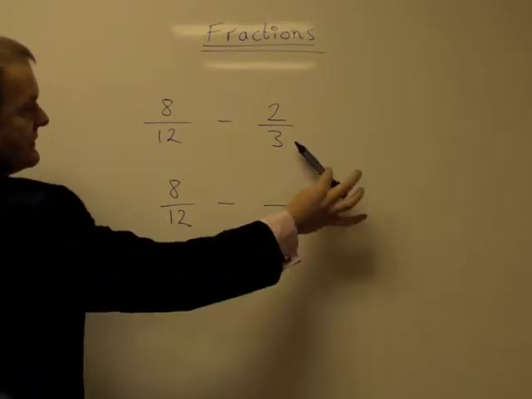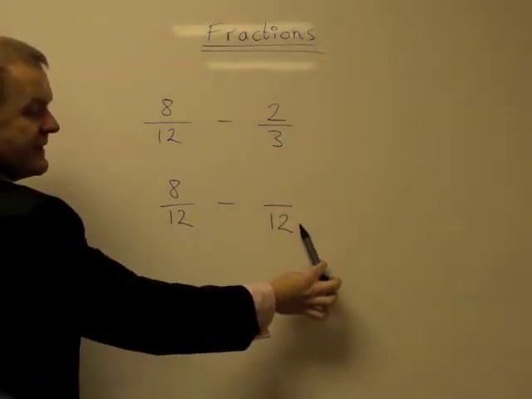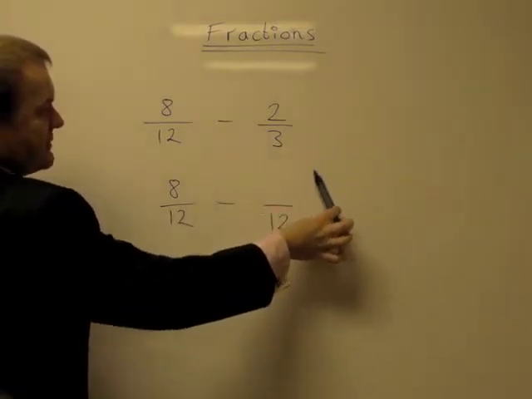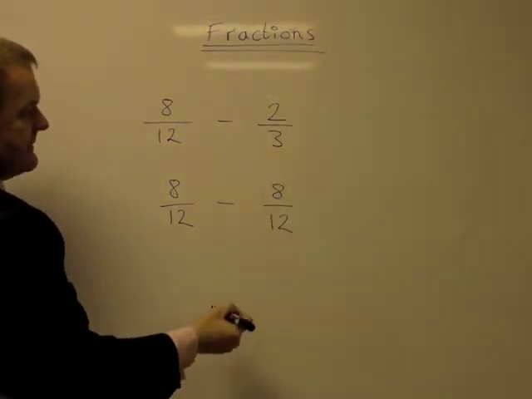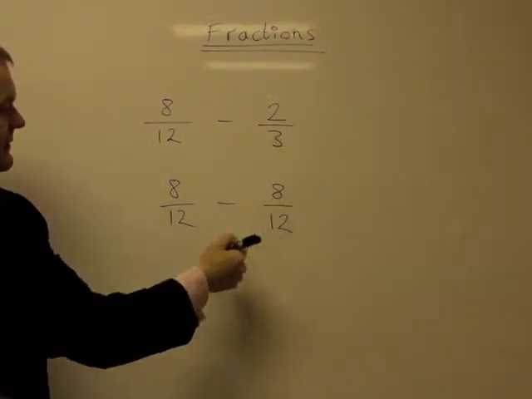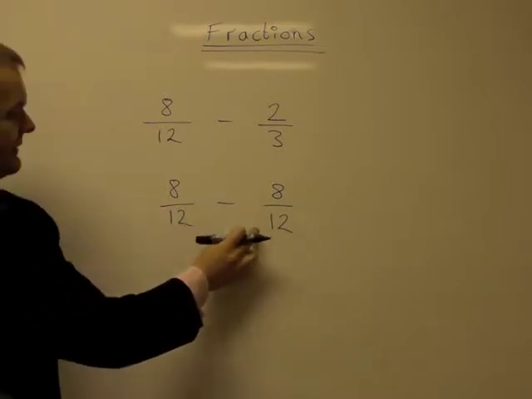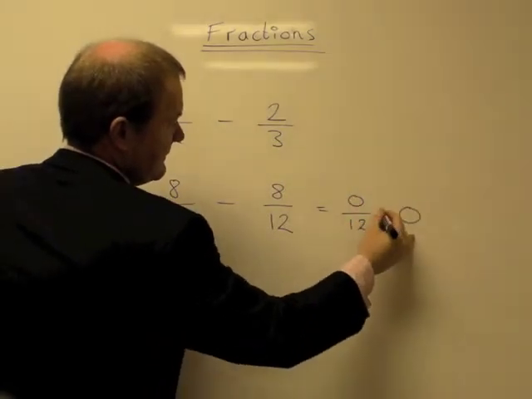So I've had to times my denominator by 4 to get it into twelfths. I'm scaling everything up by 4. If I've times the bottom by 4, I'm going to times the top by 4. So 2 times 4 is 8. So 2/3 is the same as 8/12. I can now look at my sum. 8/12 take away 8/12 is no 12ths at all. 0.